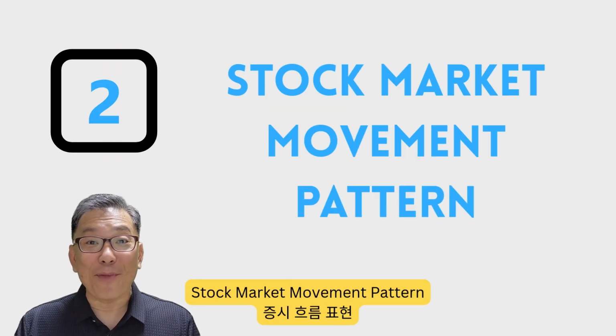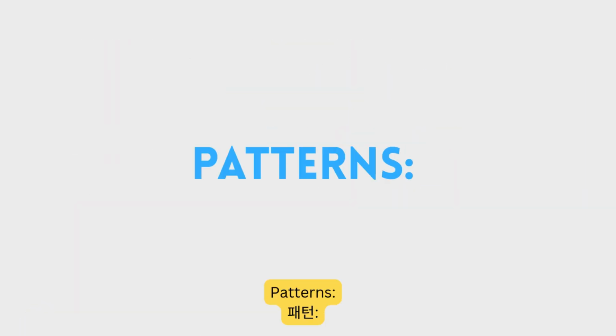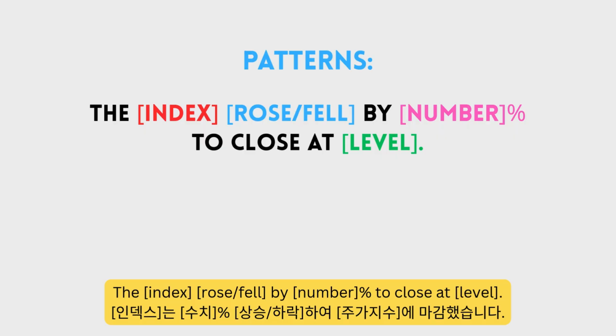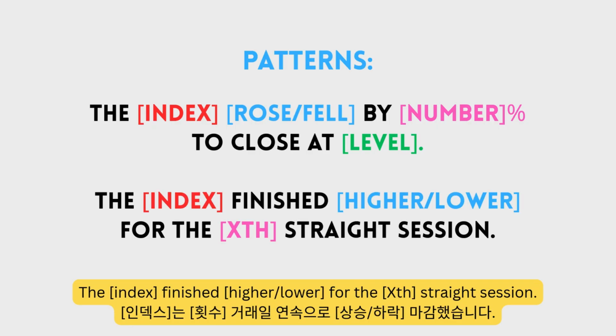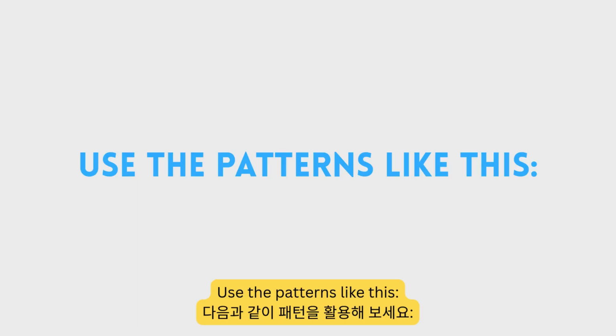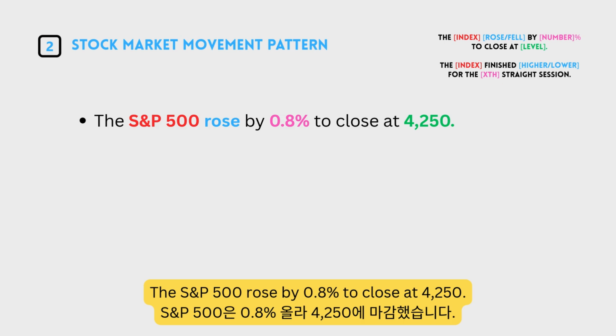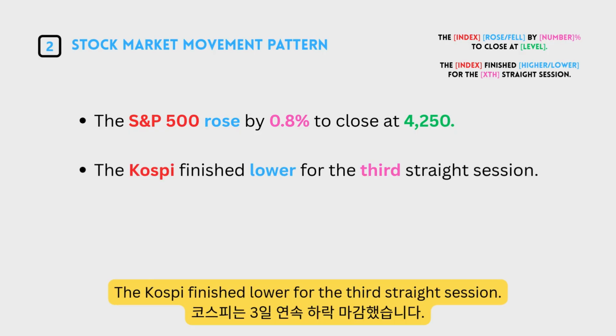2. Stock market movement pattern. Patterns: The index rose, fell by number percent to close at level. The index finished higher, lower for the X straight session. Use the patterns like this. The S&P 500 rose by 0.8% to close at 4,250. The Kospi finished lower for the third straight session.